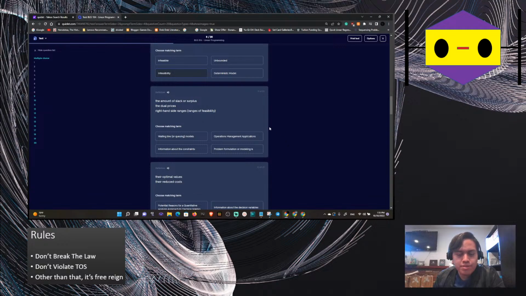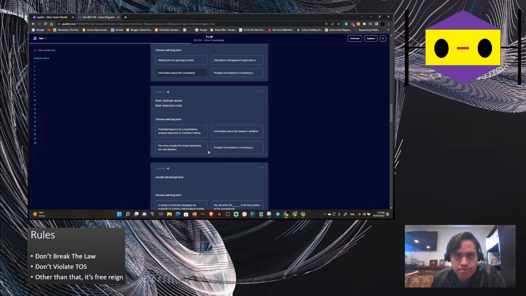Amount of slack or surplus, the dual prices, right hand side ranges. Those are the information about constraints. Their optimal values, their reduced costs. Choose the matching term.